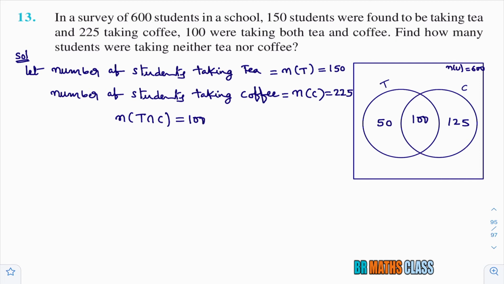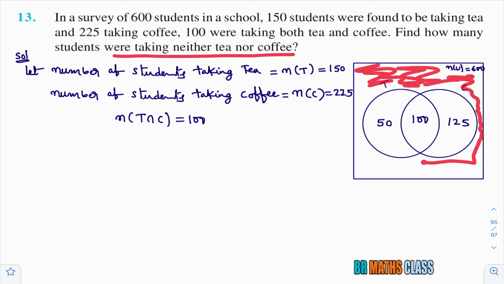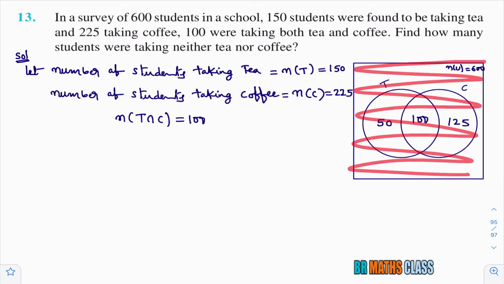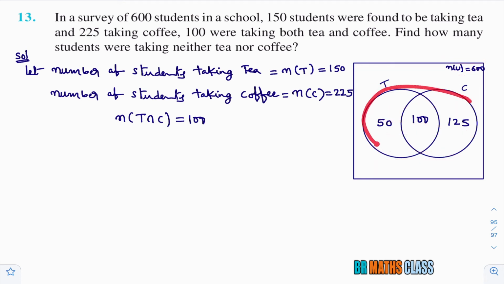Where are the students who are taking neither tea nor coffee? You observe in this zone, whoever the students are present, they were not taking tea, they were not taking coffee. I need to calculate this number. How to get this number? Very simple. This full is 600. From this 600, if I remove this, then I'll get the number of students who are taking neither tea nor coffee.